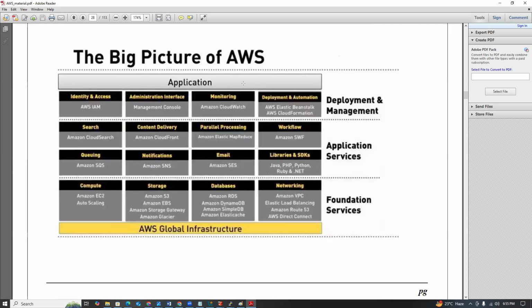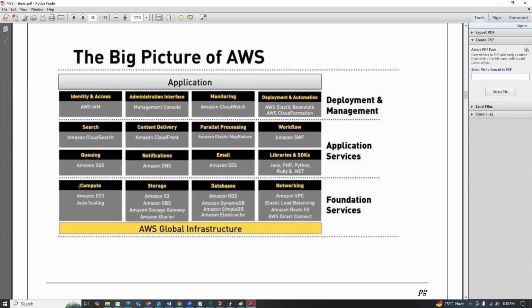The big picture of AWS: which services are in which layer? AWS is the global infrastructure. What are the services available? The foundation services are compute, storage, database, and networking. They started with the compute service, storage service, database service, and networking services.